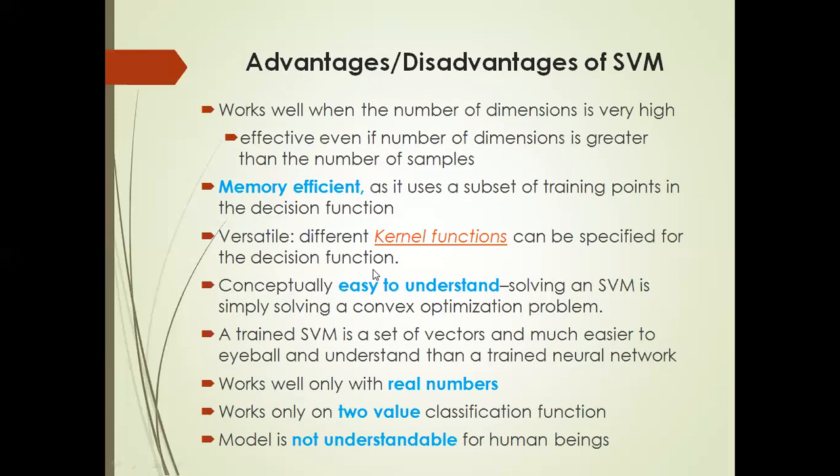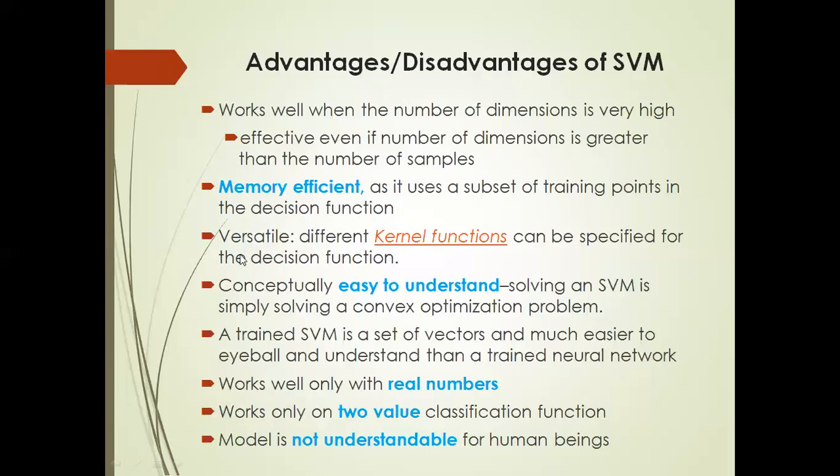Moving on to the next concept, the advantages and disadvantages of the support vector machine. Here we have some of the advantages. SVM works well when the number of dimensions is very high. It is effective even if the number of dimensions is greater than the number of samples. So the number of dimensions has to be high to work well with the support vector machine. Then it is memory efficient, as it uses a subset of training points in the decision function. So we can make efficient use of memory.